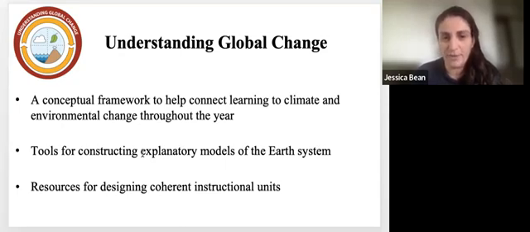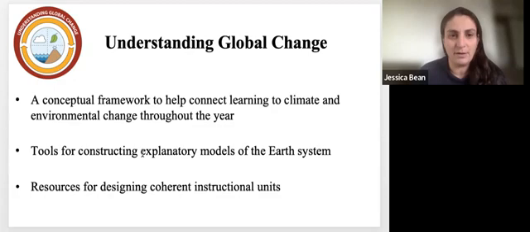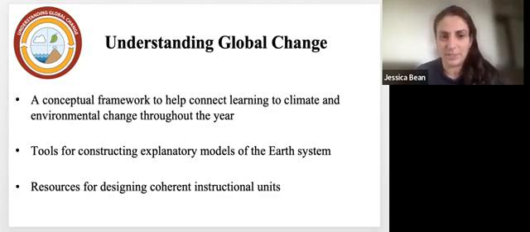I'll talk a little bit about that. How do you create a unit of two to four weeks where you're connecting big ideas and asking students to synthesize information over time? These are the three main components of the Understanding Global Change project, built out over the last few years.